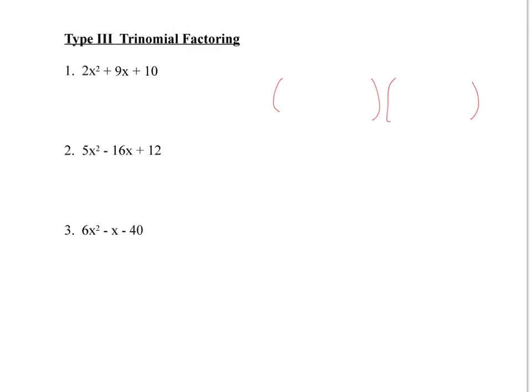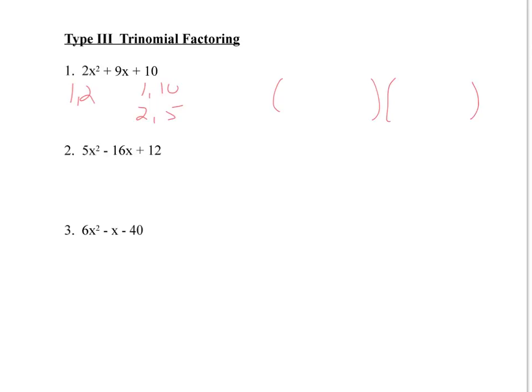But what I'm going to do is list out the factor pairs of both my A term, which in this case is easy, it's 1 and 2, and my C term, which in this case is 1 and 10, or 2 and 5. Because C is positive, I need to come up with a combination of factors that's going to give me a sum of 9, because the B term is 9. So let's go ahead and go through this and see what happens.